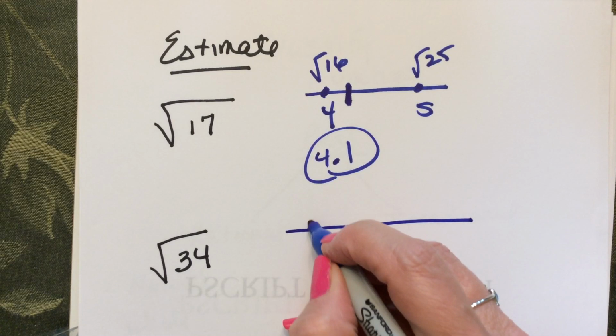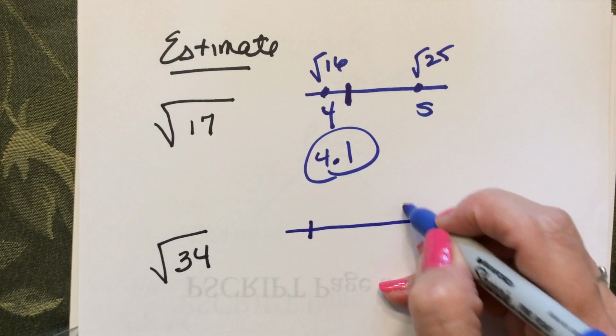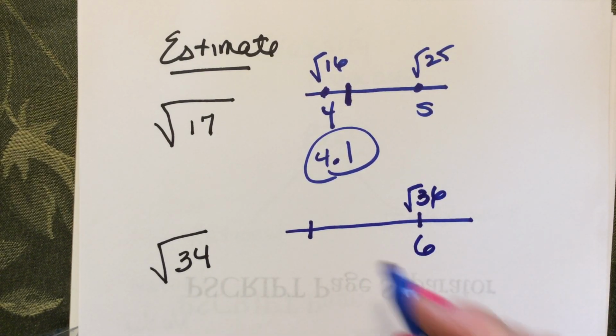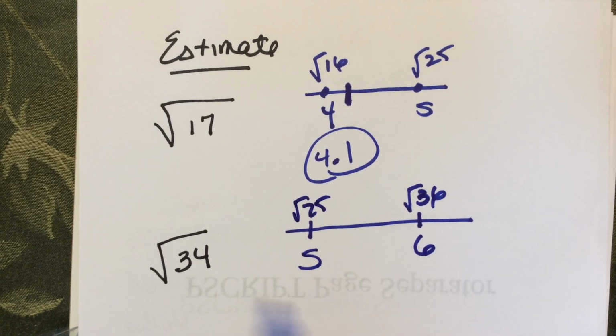So let's do another one. Square root of 34. So let's think, what numbers are perfect squares around it? Well, I know that square root of 36 is 6. That's a little bit bigger. And then the next one down would be the square root of 25. That's 5. So this is just a little bit smaller. So I would put it maybe right here, square root of 34.